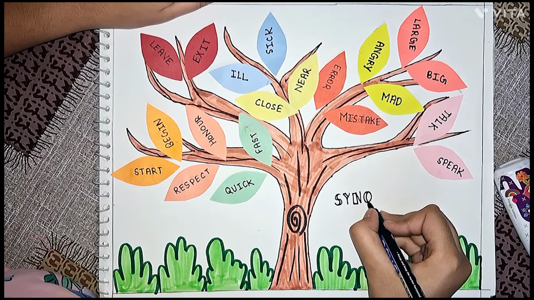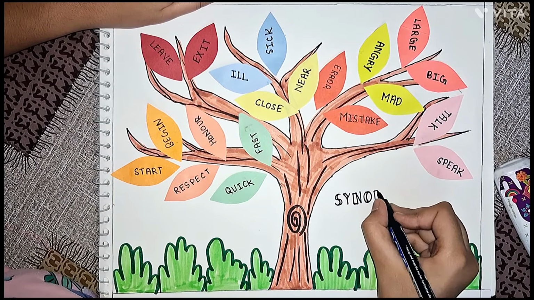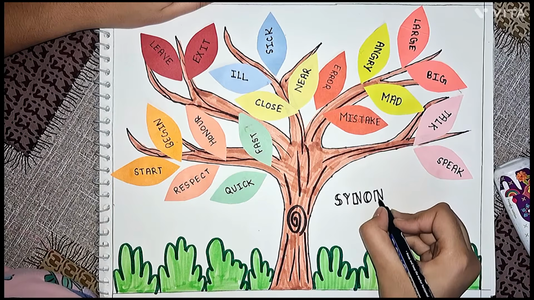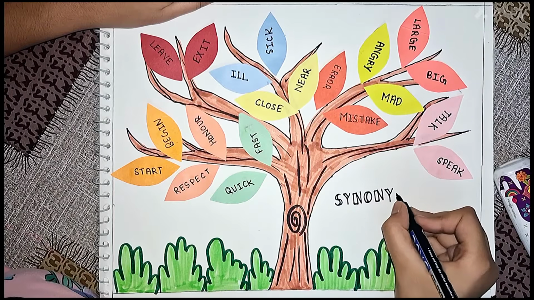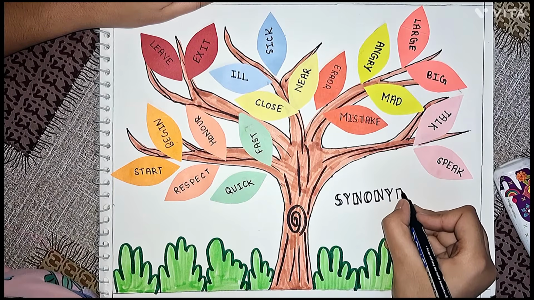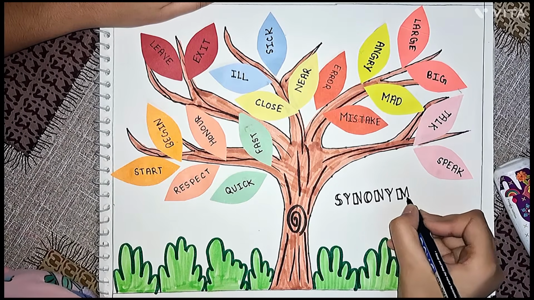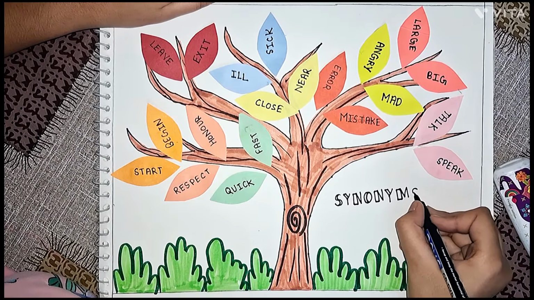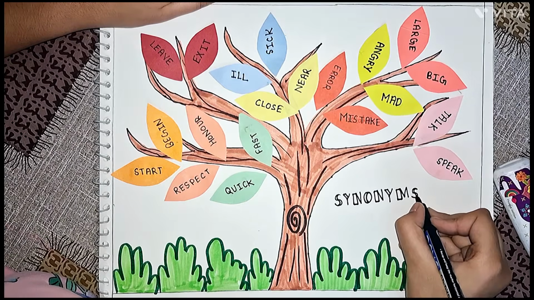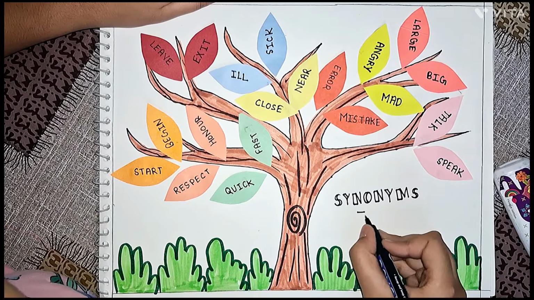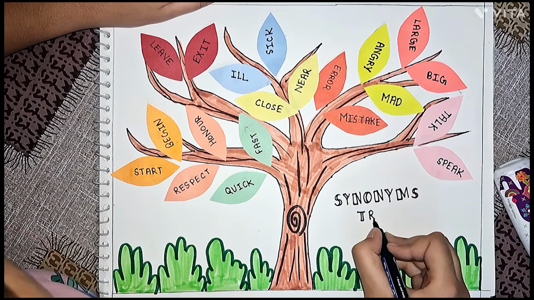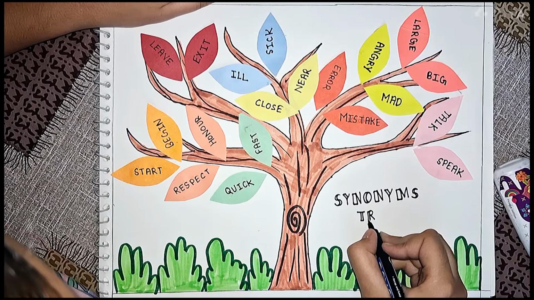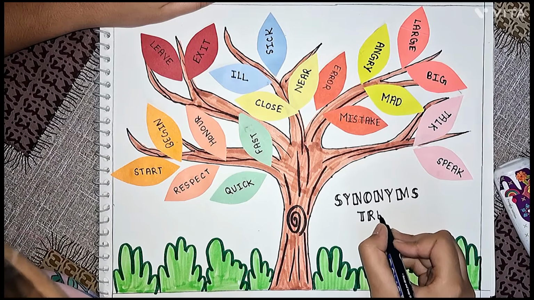You have to make the letter and then you have to make one side or two sides a little thick. As you can see here, don't make it too thick, don't make it too thin. Make it so that it does not look congested and looks beautiful. So here I'm writing the heading Synonyms Tree.